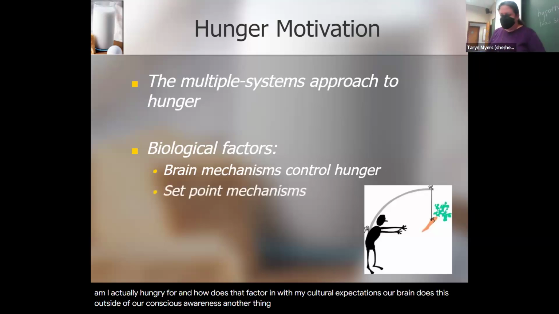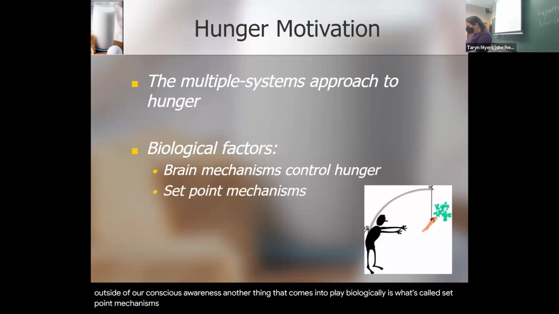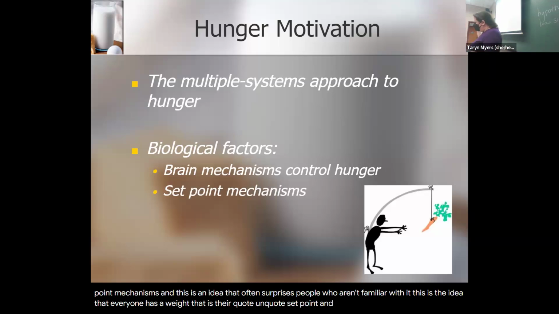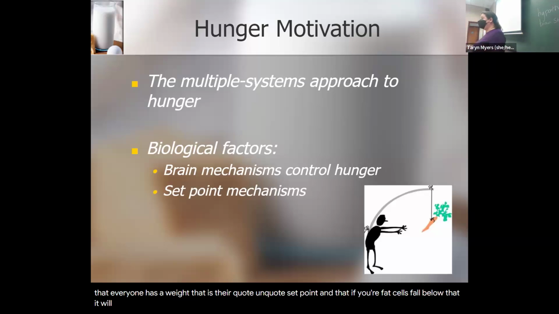Another thing that comes into play biologically is what's called set point mechanisms. And this is an idea that often surprises people who aren't familiar with it. This is the idea that everyone has a weight that is their quote unquote set point, and that if your fat cells fall below that, it will signal eating behavior.